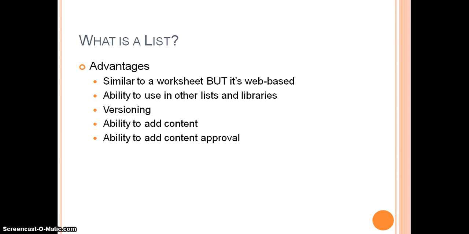So what are the advantages to using a SharePoint list? As I said, it's web-based. Anyone who has permissions can access it through any browser. A list has the ability to be used in other lists and libraries. There is versioning. Lists have the ability to include content, and the list can also require content approval before an item is visible on the list. So those are some of the benefits of using a list instead of using Excel.